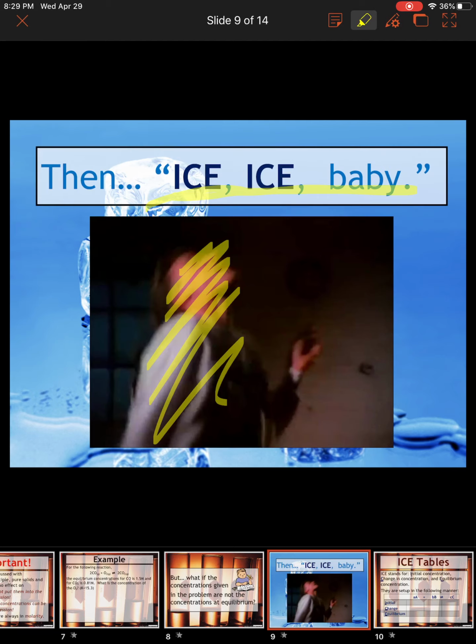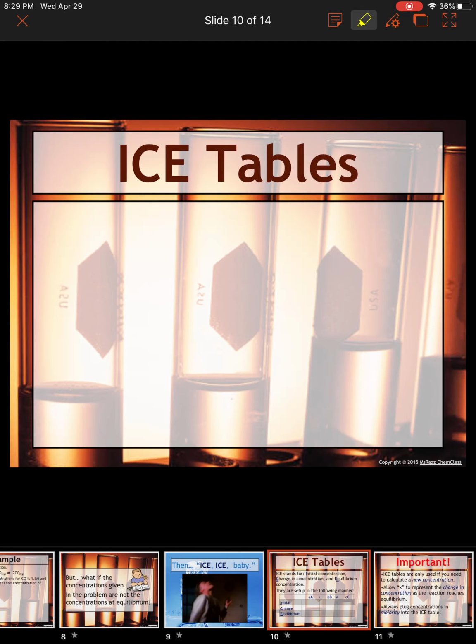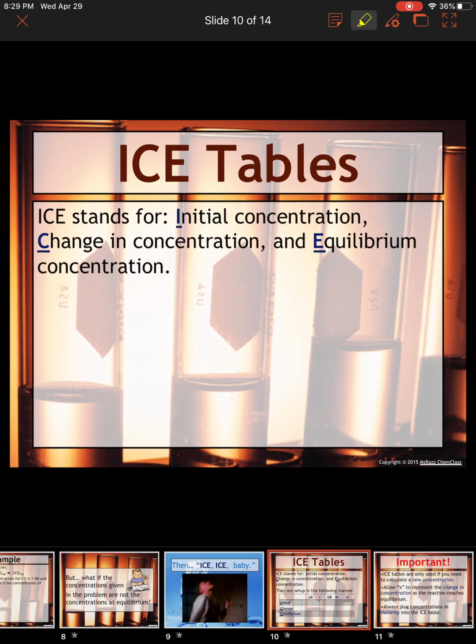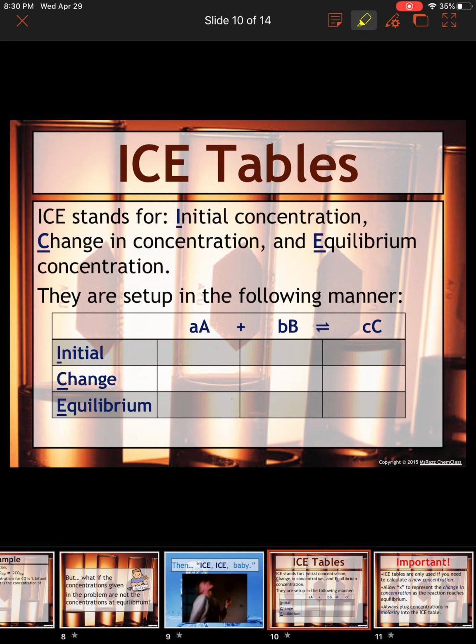Okay, so let's go ahead and get straight to it. So ICE tables. So what is an ICE table? ICE, I stands for your initial concentration. C stands for your change in concentration, and E is your equilibrium concentration. Okay, these are set up looking like this.